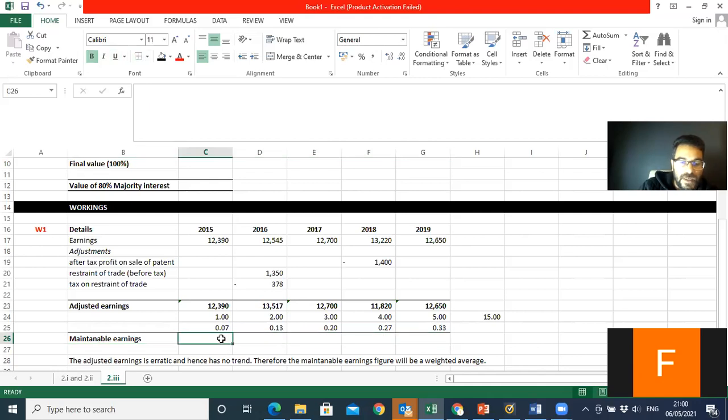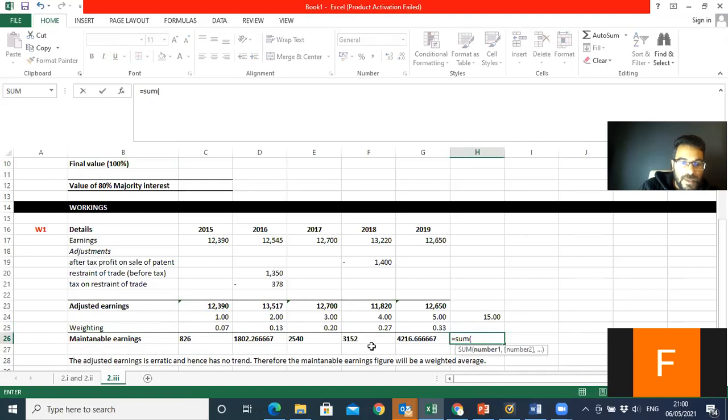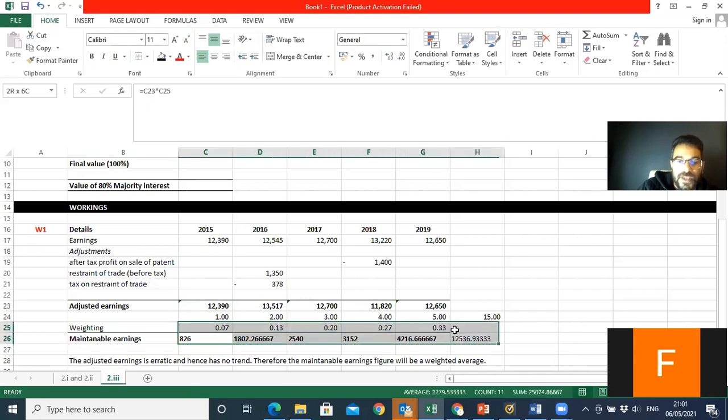So you're just basically going to say that multiplied by the weighting. And I will drag it across. So now the total is the sum of all of these. So as you can see, it's in the range of the yearly figures, but on a different weighting style.